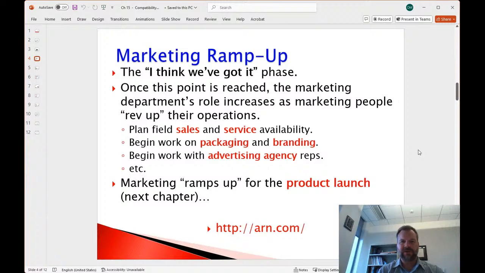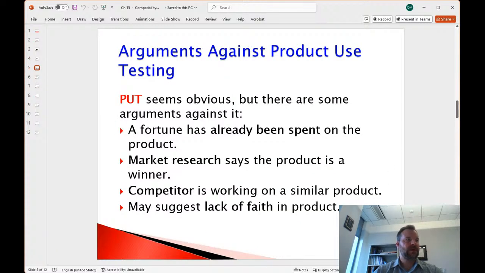the things that are sort of your final decisions before you send it out to Walmart and you start trying to sell it. You have to make sure that you've got your packaging and advertising and all those things sort of figured out.